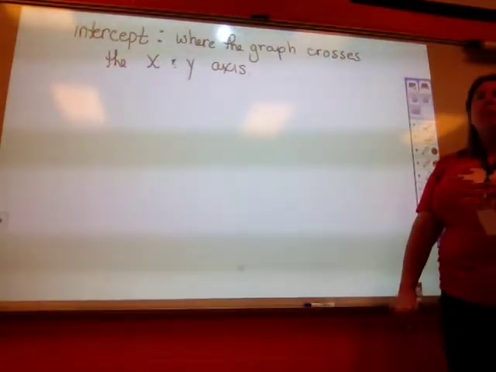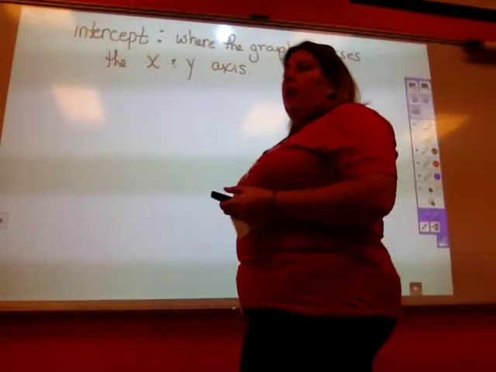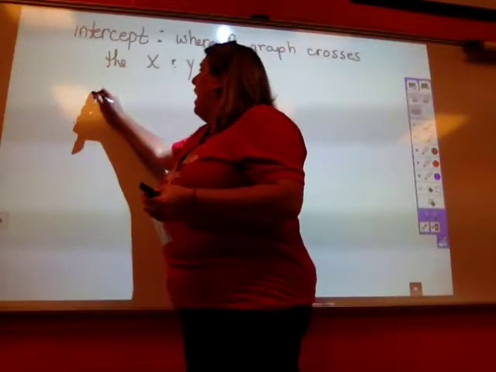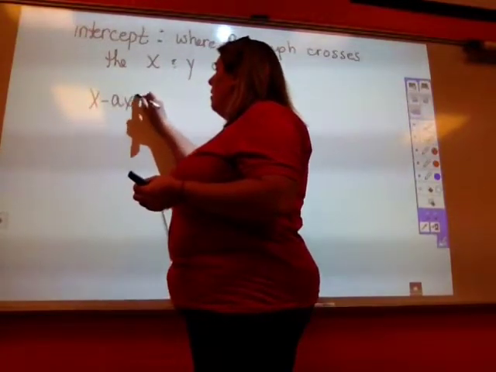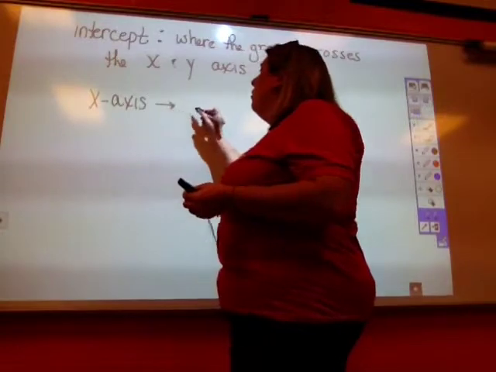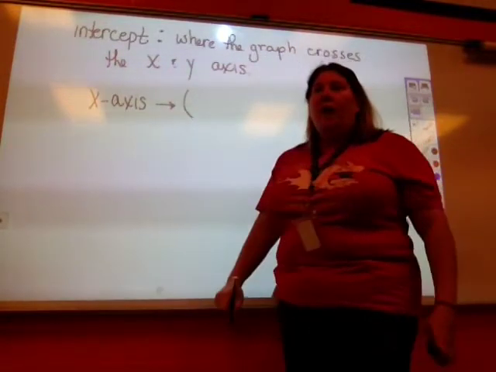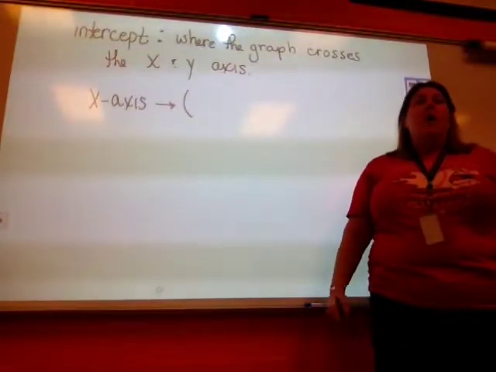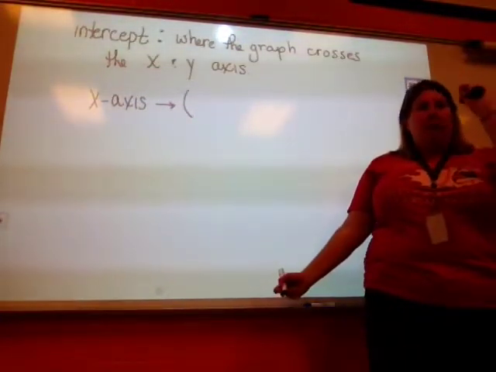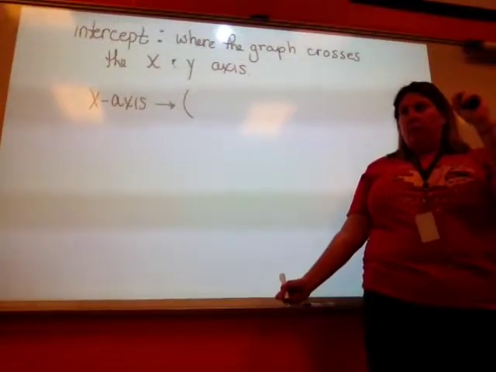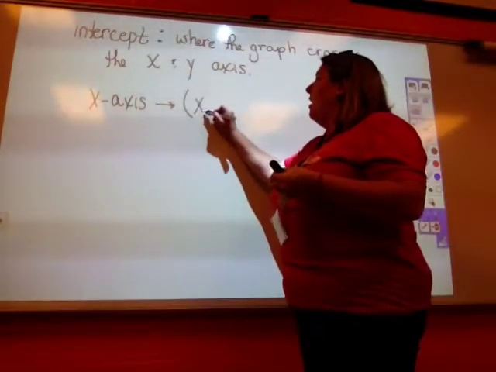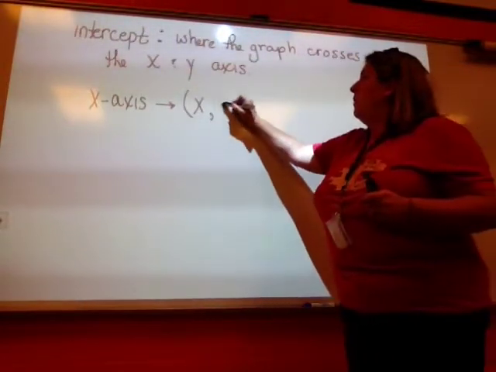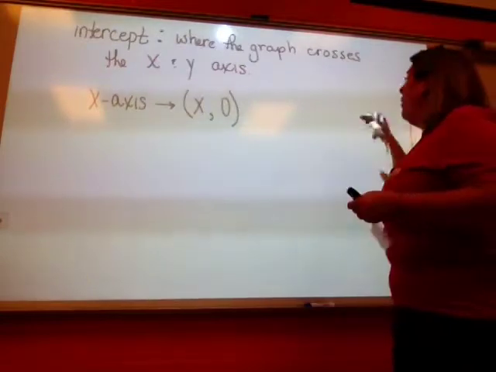Now, here's the great thing about this: it's going to be on that axis. So if it's on the X axis, what would our ordered pair be if it's on the X axis? Yes, sir? 1, 0. Okay, assuming that's where X is 1. It's going to be whatever X is, but Y is always going to be what? 0. Always.